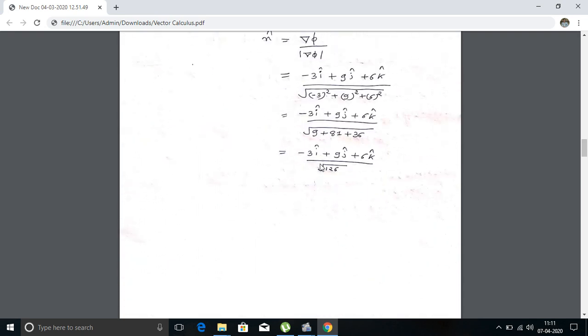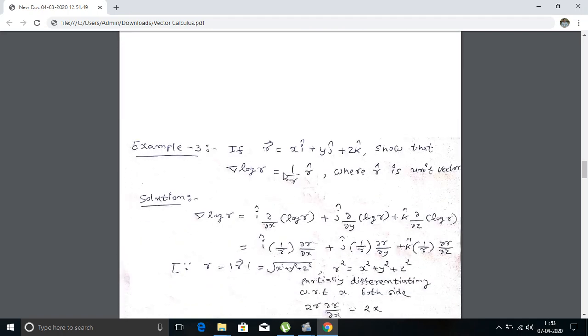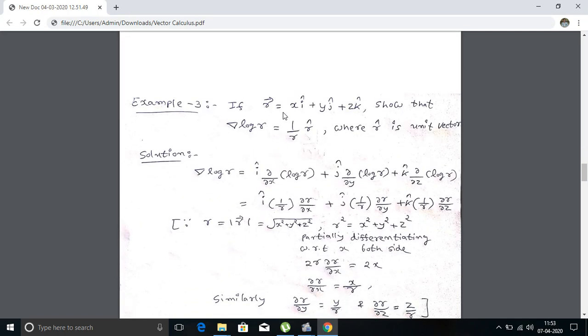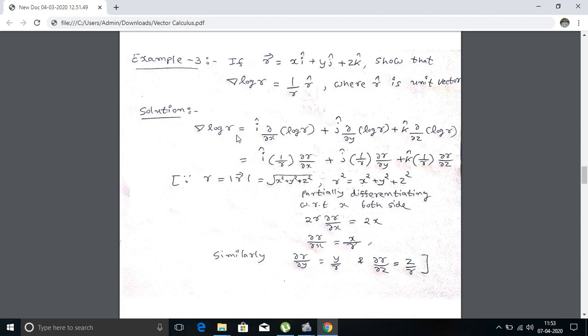Okay. Now let us discuss example number 3, that is if r vector is given by xi + yj + zk, then show that del log r is equal to 1 divided by r into r cap, where r cap is unit vector. So here we have to find del log r. So by definition del log r can be written as i ∂/∂x of log r + j ∂/∂y of log r + k ∂/∂z of log r.